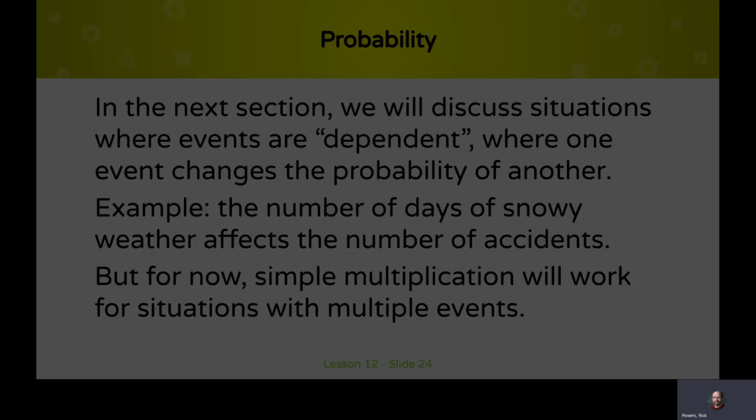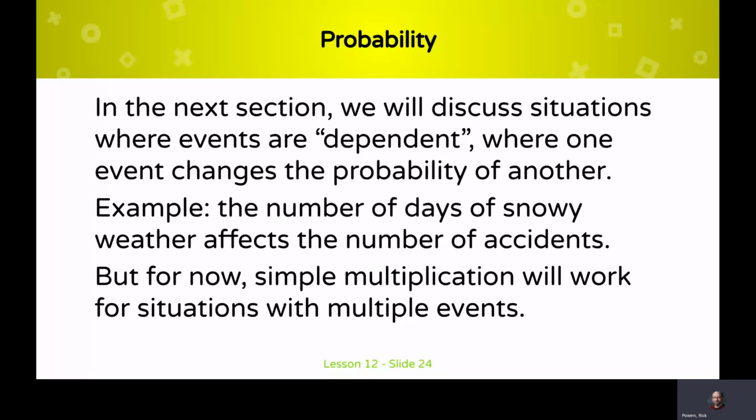In the next section, we will discuss situations where events are dependent, where one event changes the probability of another. Example, the number of days of snowy weather affects the number of accidents. But for now, simple multiplication will work for situations with multiple events.